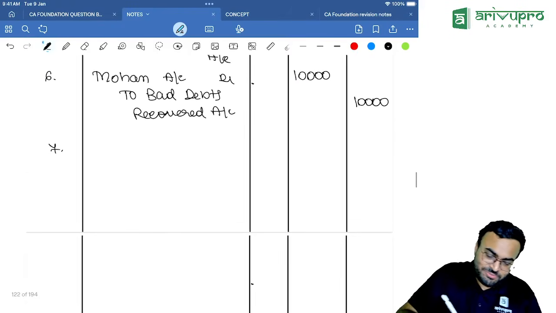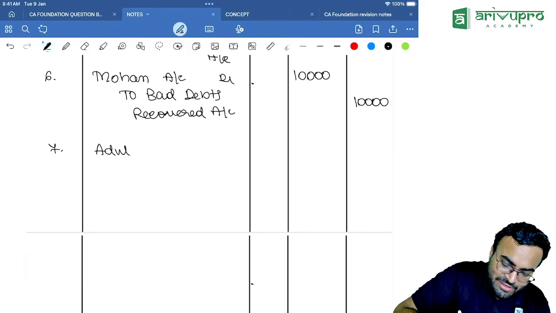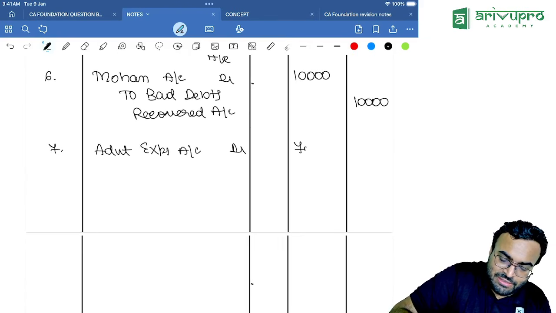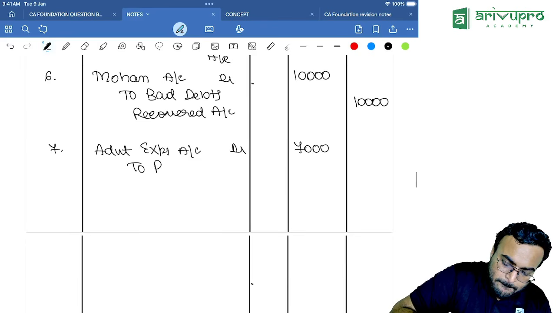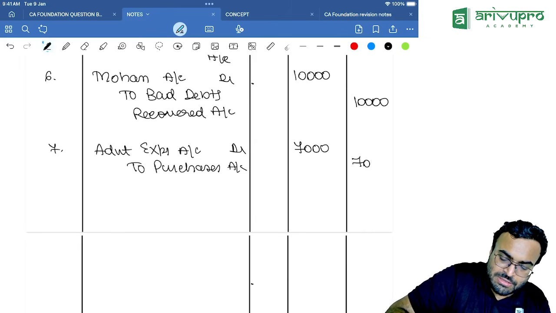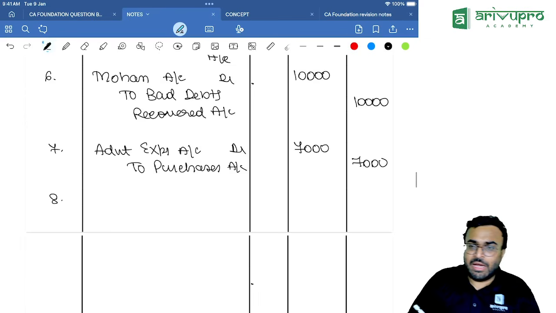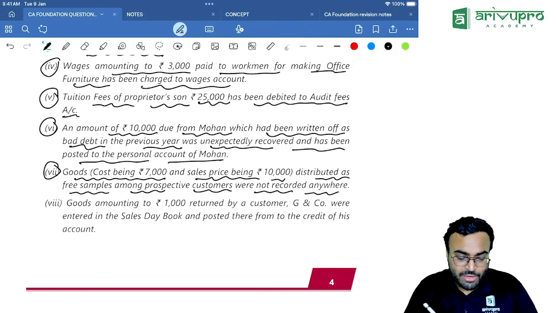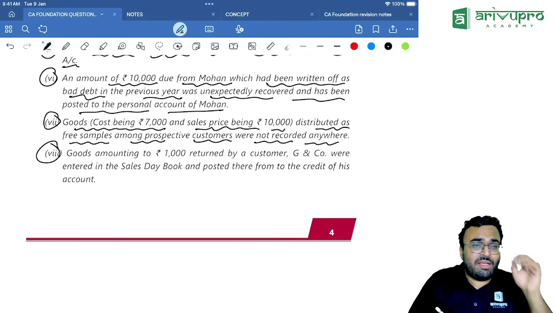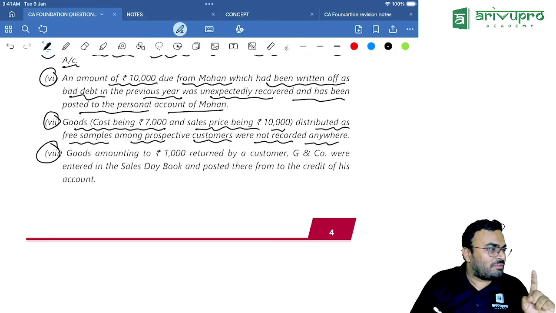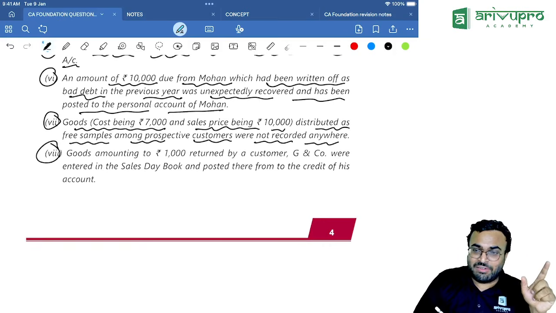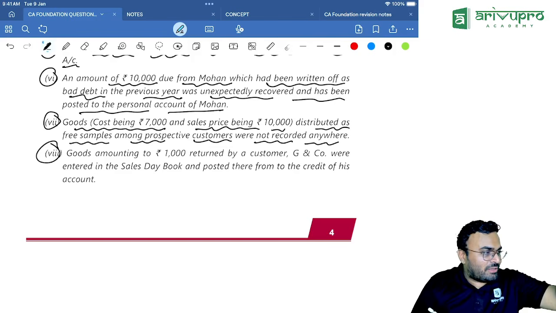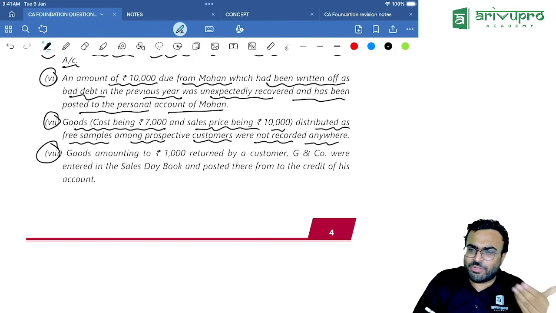You have to write. So the entry will be advertisement expenses account debited 7,000 to purchases account 7,000. Clear? Now, 8th one. Literally every rectification is fetching you 1 mark here. 10 marks, 10 rectification entries. But they have not complicated it. All are regular study material entries only.